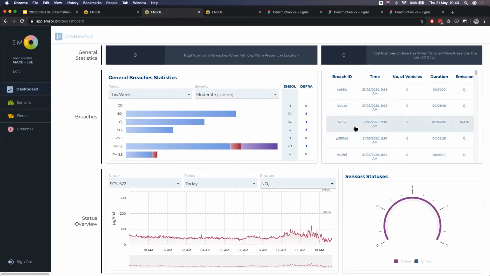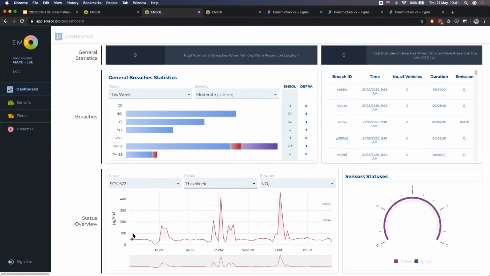On the right-hand side, we've got a list of the most recent breaches, what times of day they were, and what the emission was. And then at the bottom, we've got the raw data for the time period specified. This is the week view, so that's from Monday morning to now. And we can see that on this site, there tends to be a peak in the middle of the day. So on Monday, it was about 1 o'clock, and then throughout the middle of the day on Tuesday and Wednesday.